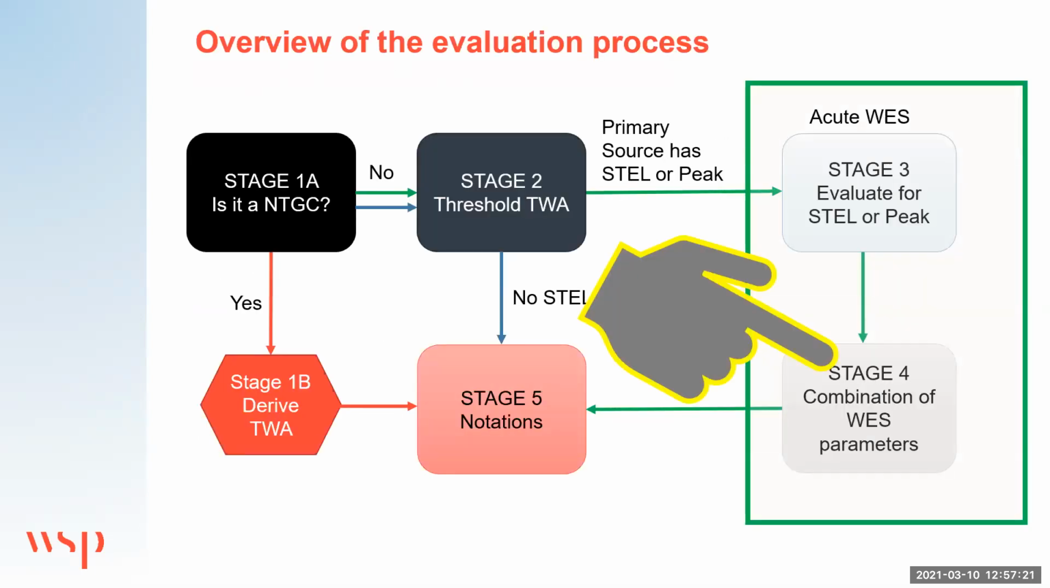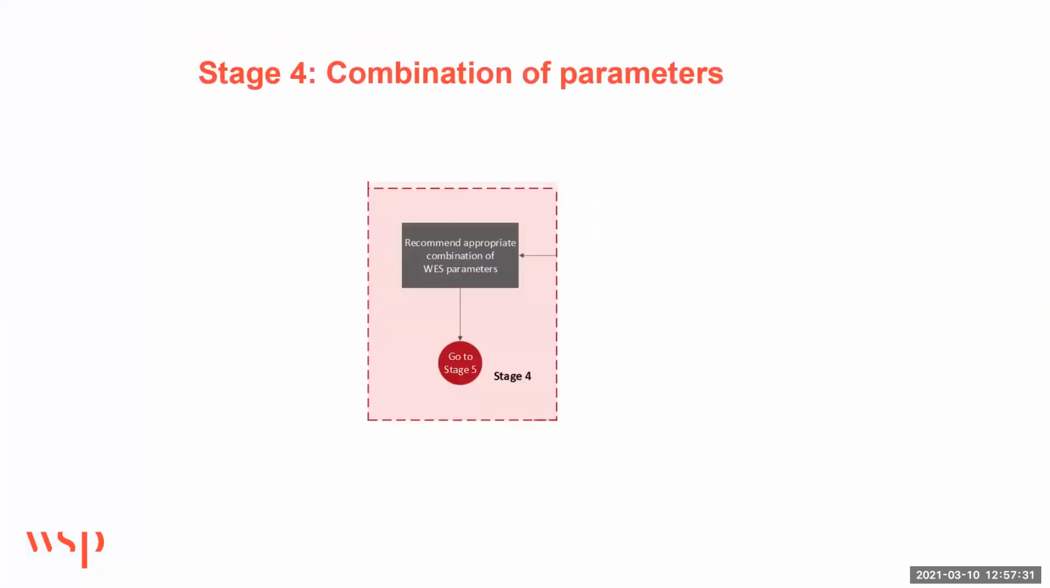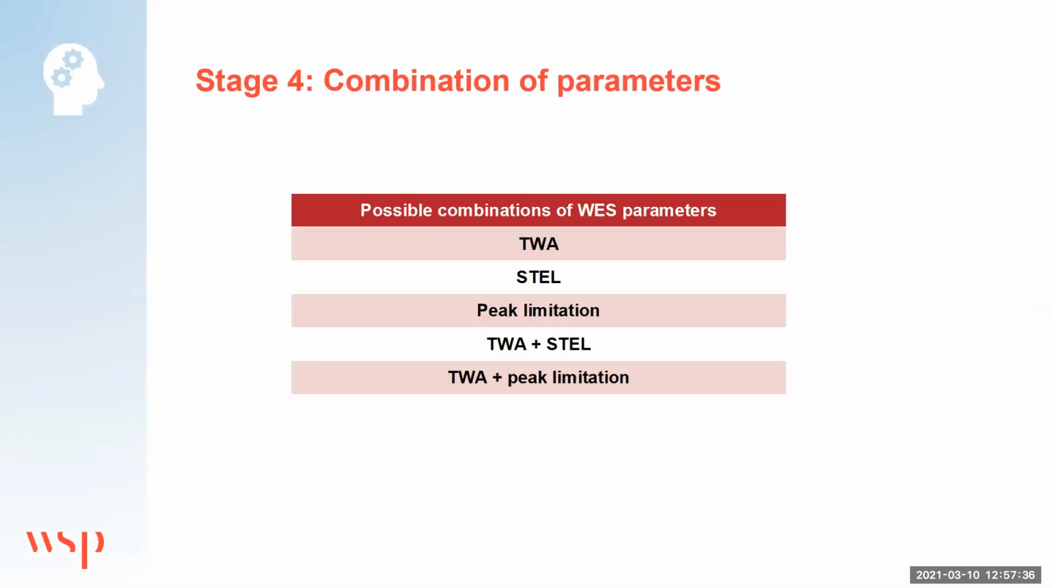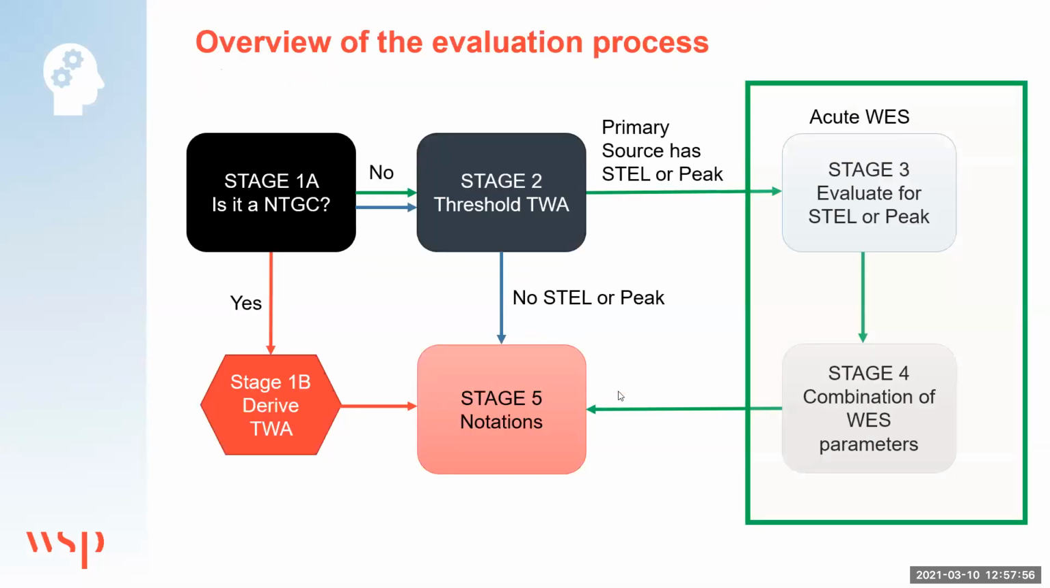So then we had a chemical where it required a TWA and a STEL and/or peak. We had to determine what combinations were appropriate. This is part of the flow chart. Here are the combinations of potential parameters. As you can see, TWA, STEL, or peak limitations by themselves, TWA and a STEL, or TWA and a peak limitation. They were the 5 combinations. You couldn't have a STEL and peak limitation together at the same time.